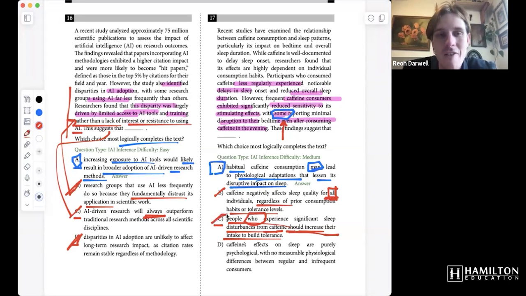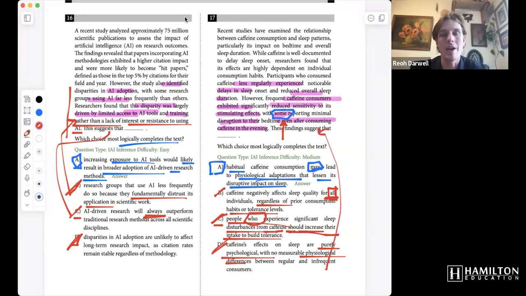So C is kind of a wacky, too extreme distractor, rolling from something that's somewhat logical, but on a very tenuous basis. Finally, D saying sleep effects are purely psychological with no measurable physiological differences. Again, this is a too extreme distractor and it doesn't really work from the passage. So that's how we arrived at A.